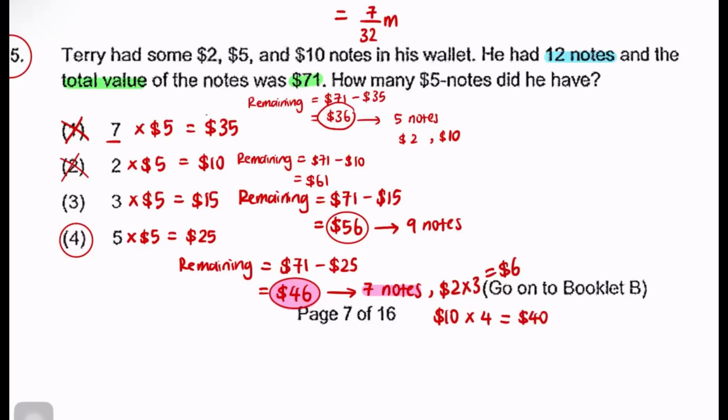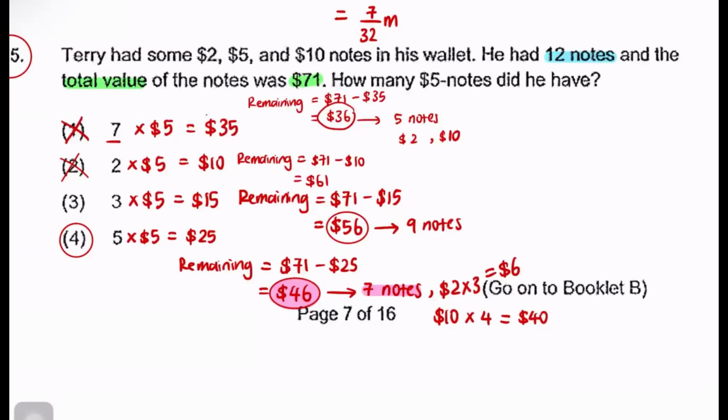He has 5 $5 notes, which add up to $25. 3 $2 notes add up to $6. And 4 $10 notes add up to $40. In total, $71.